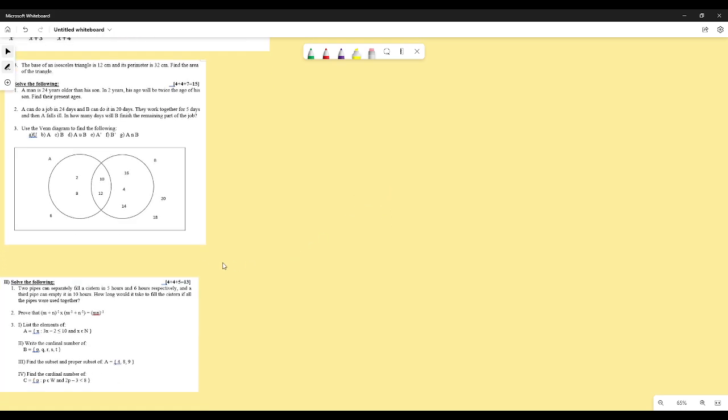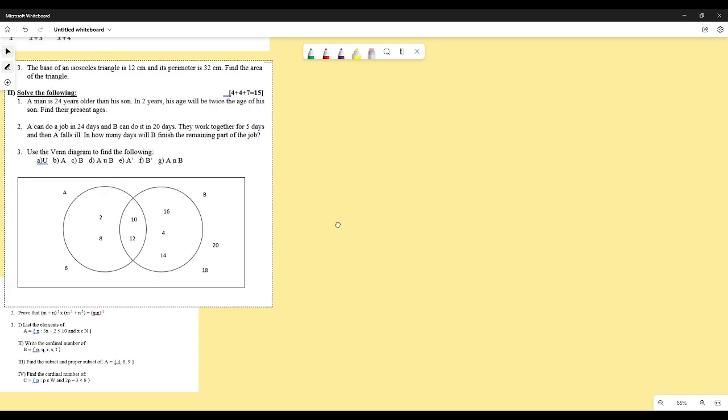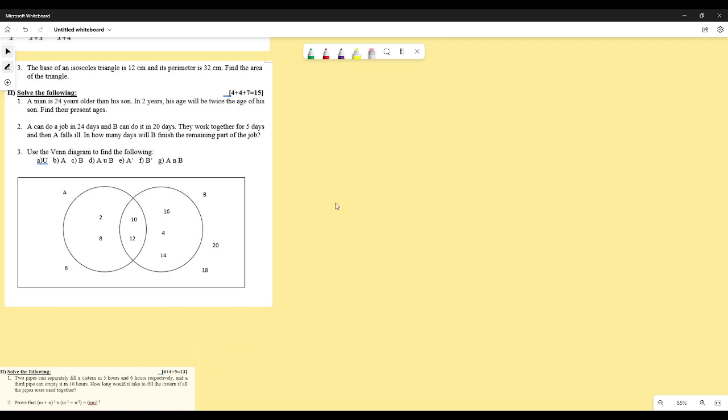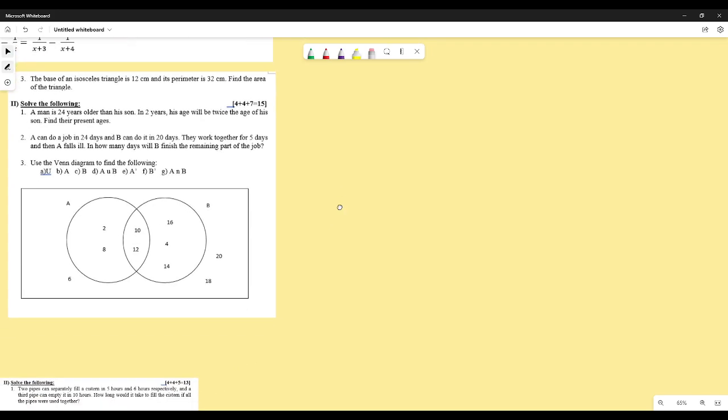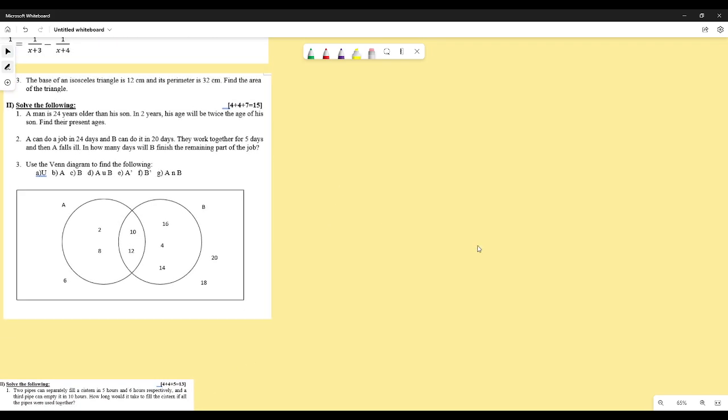The base of an isosceles triangle is 12 centimeters. Let me expand it. The base of an isosceles triangle is 12 centimeters and its perimeter is 32 centimeters. Find the area of the triangle. Okay, so question number 3 goes like this.